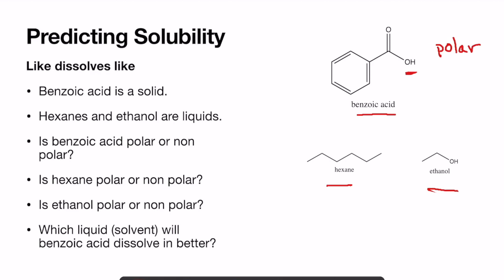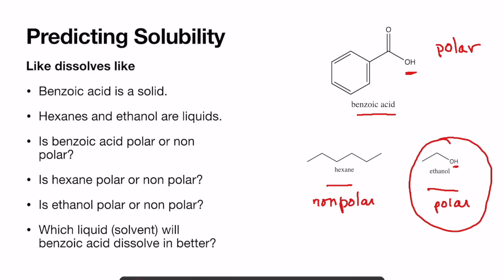Okay, so which solvent would be better for it, hexanes or ethanol? If you look at hexanes, all you have is carbon and hydrogens. So would it be polar or nonpolar? Hopefully you pick nonpolar. And then ethanol, since it has the OH group here, is it polar or nonpolar? Okay, this should be relatively polar. So, since like dissolves like, if you're trying to dissolve benzoic acid, since it's polar, you would pick the more polar solvent.